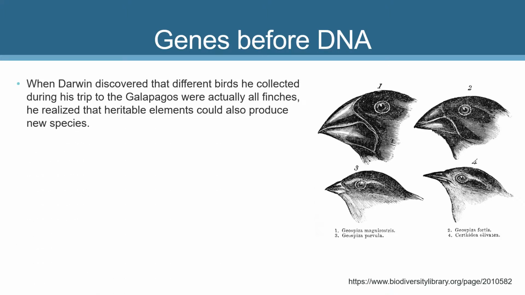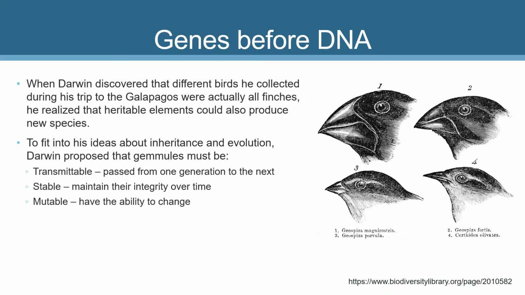When Darwin discovered that different birds he collected during his trip to the Galapagos were actually all finches, he realized that heritable elements could also produce new species. To fit his ideas about inheritance and evolution, Darwin proposed that gemules must be transmittable, they must be able to be passed from one generation to the next, they must be stable, and maintain their integrity over time, and they must be mutable, they must have the ability to change while being fairly stable.